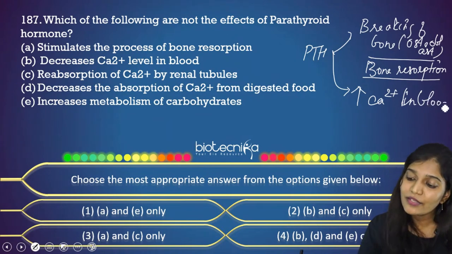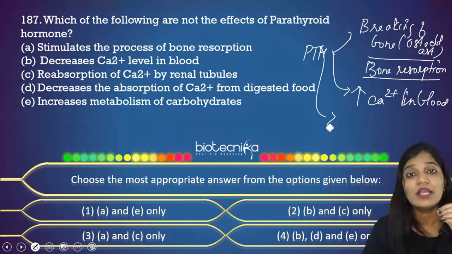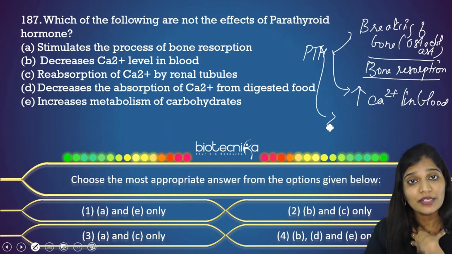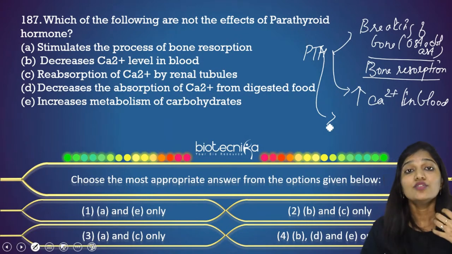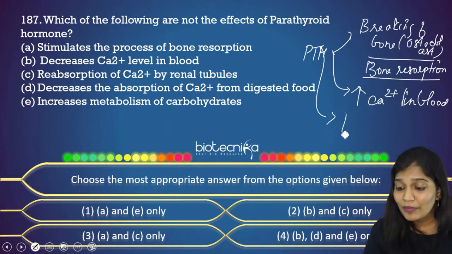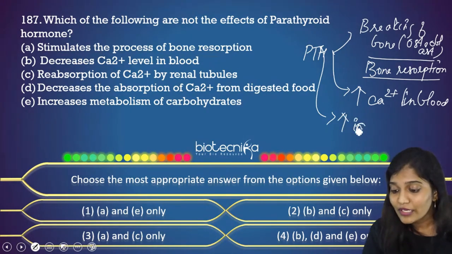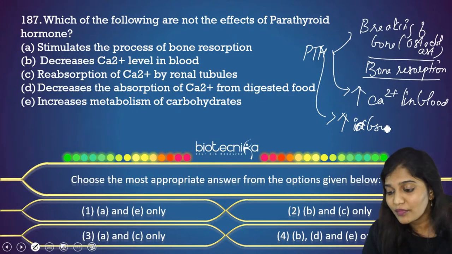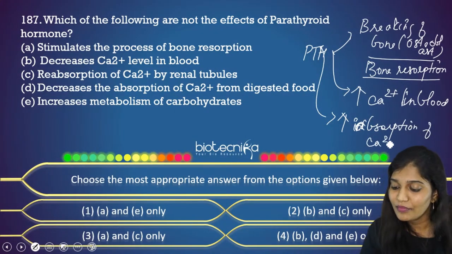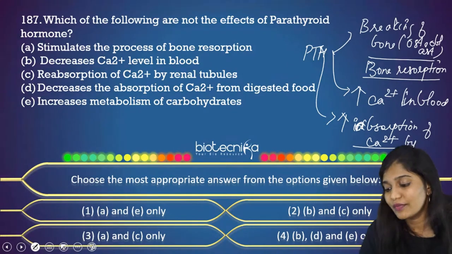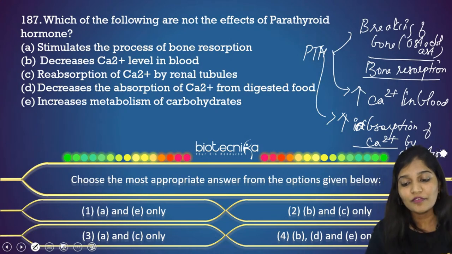And parathyroid hormone plays another important role. Digestion, whenever a digestion takes place, suppose you're consuming milk. So calcium is present over there. So this calcium will be increased in the digestion, or we can say absorption of calcium from your food. Calcium absorption by digestion is actually improved by parathyroid hormone. So this is also a function of this one.